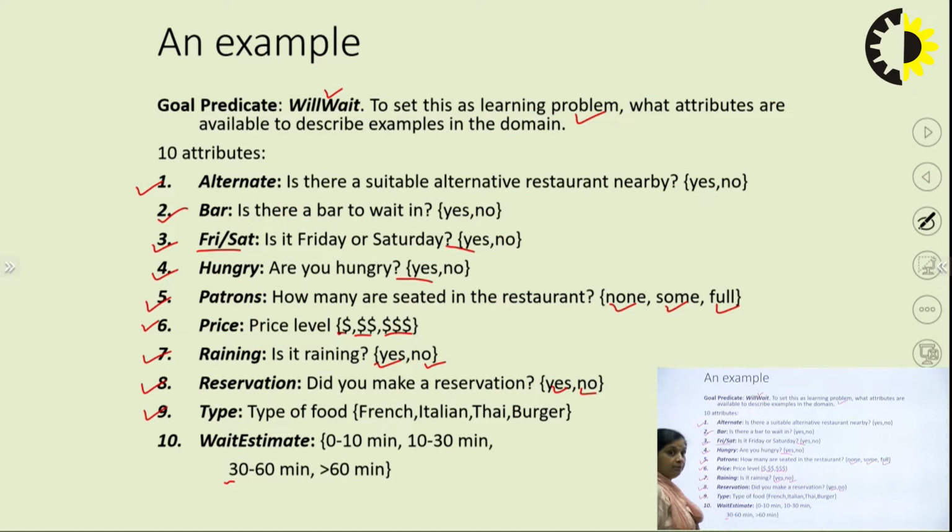The next attribute is the type. It is the type of the food. The food can be French, Italian, Thai or burger. So these are the possibilities of the food. And the last one, the 10th attribute, is the wait estimate time. You may need to wait up to 10 minutes, or 10 to 30 minutes, or more than 30 minutes, or more than 1 hour. So these are the possibilities. We are going to understand our topic with these attributes. This is our example here.